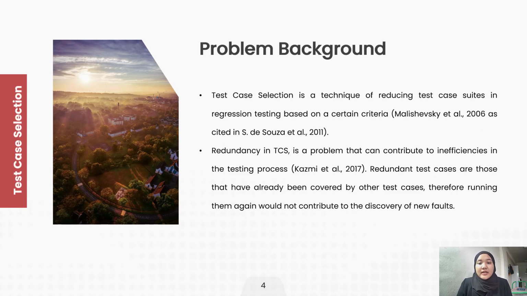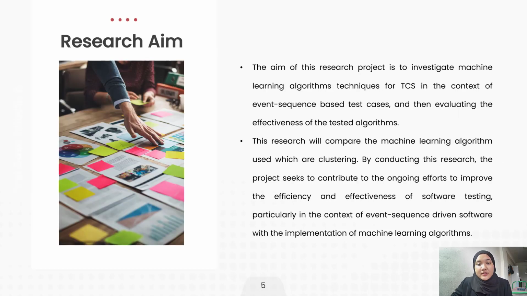Problem background. Test case selection is a technique of reducing test case suites in regression testing based on certain criteria. Redundancy in TCS is a problem that can contribute to inefficiencies in the testing process. Redundant test cases are those that have already been covered by other test cases, therefore running them again would not contribute to the discovery of new faults.